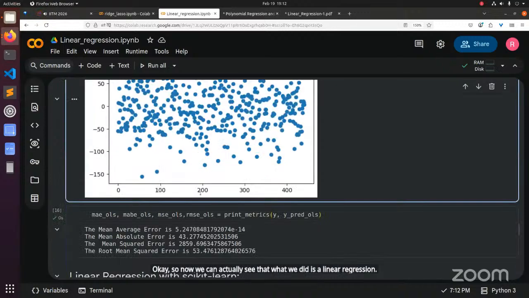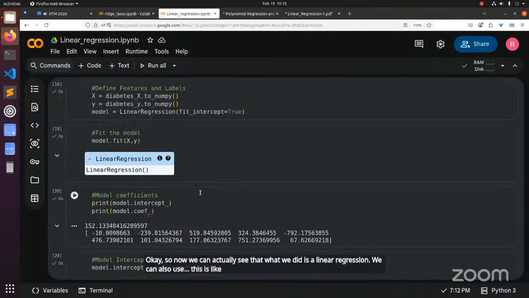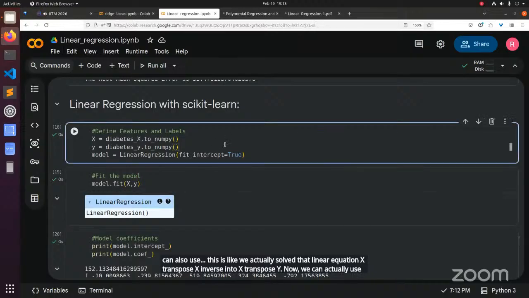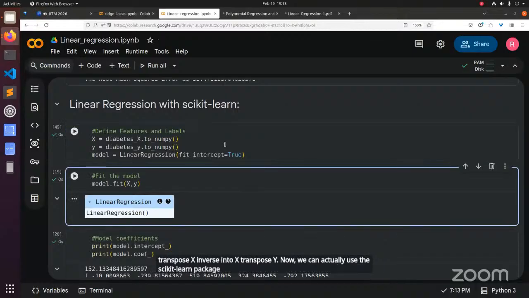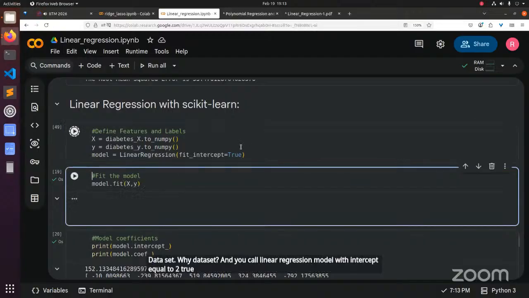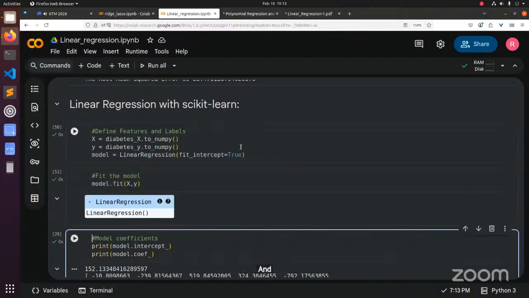We actually solved that linear equation, X transpose X inverse into X transpose Y. Now we can also use the scikit-learn package, which is already available. You first create your X dataset and Y dataset, call the linear regression model with fit intercept equal to true, and then fit your model. And that's it, your linear regression model is ready.